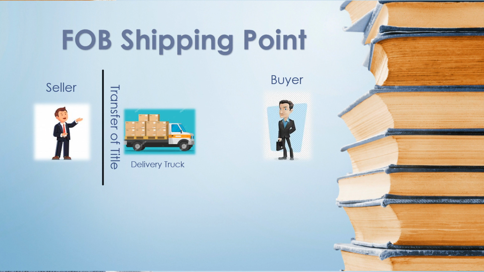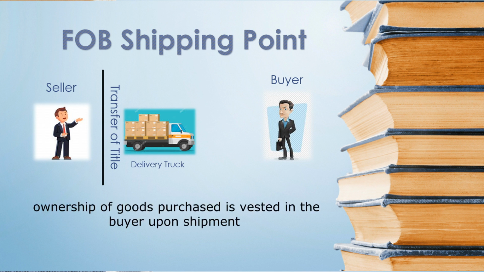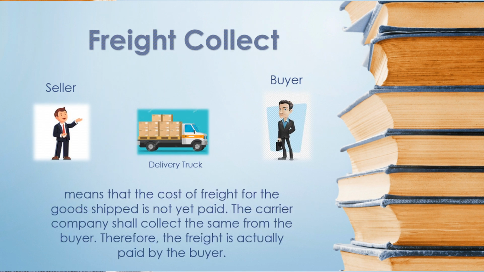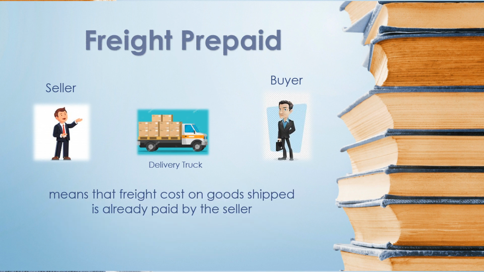FOB shipping point, on the other hand, means that the ownership of the goods purchased is vested in the buyer upon shipment. Therefore, the freight cost should be shouldered by the buyer. Freight collect means that the cost of freight for the goods shipped is not yet paid. The carrier company shall collect the same from the buyer. Therefore, the freight is actually paid by the buyer. While freight prepaid means the freight cost on goods shipped is already paid by the seller.